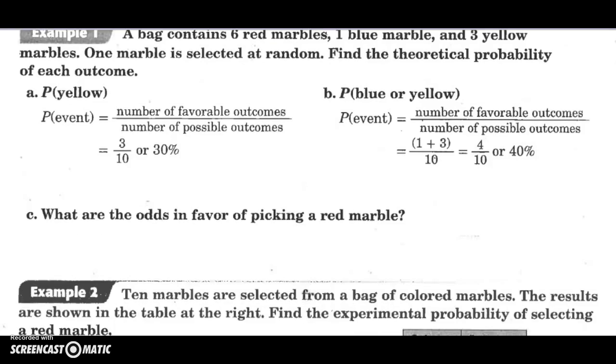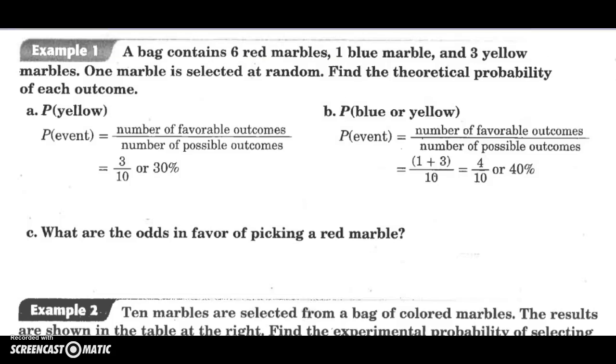The first example we have is a bag of marbles, and it has 6 red, 1 blue, and 3 yellow. 1 marble is selected at random. Find the theoretical probability of each outcome.